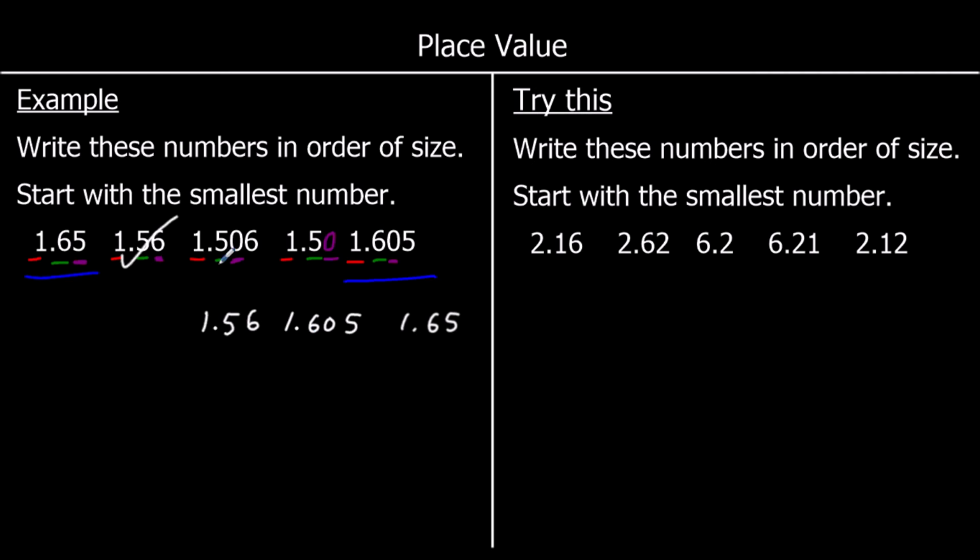So now I've got to compare 1.506 and 1.50, and again it'd be another 0. So in the thousandths, we're going to have 0 against 6. So 0 is smaller than 6. So 1.5 is the smallest number, then 1.506.